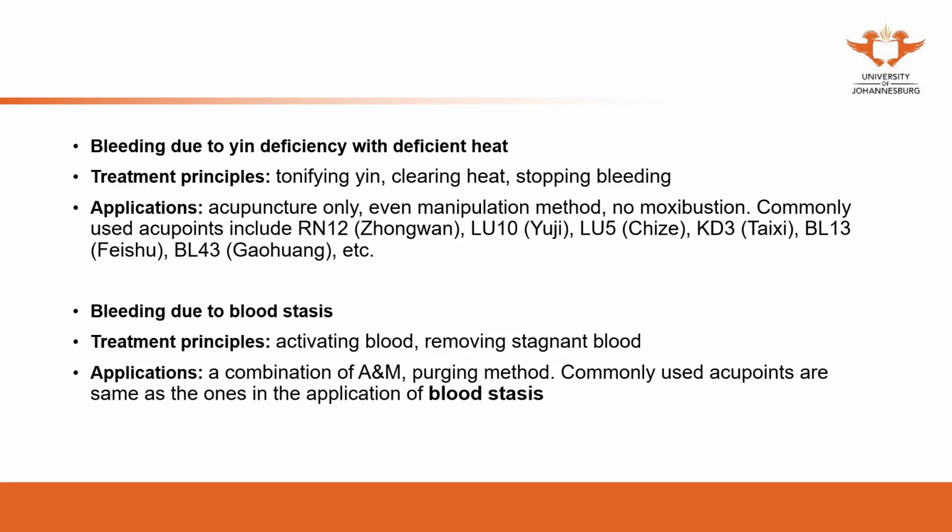Bleeding due to deficiency with deficiency heat: we're going to use acupuncture only. We don't use moxibustion. Ren 12, 10, 5, Kidney 3, Bladder 13, and 43. Bleeding due to blood stasis: we need to activate the blood stasis, so the treatment, sorry, the common points will be the same as for blood stasis.